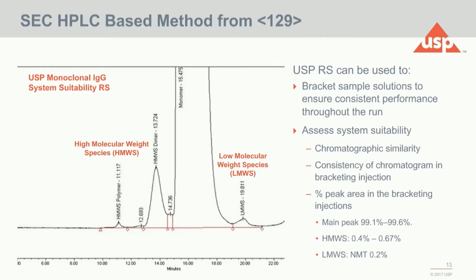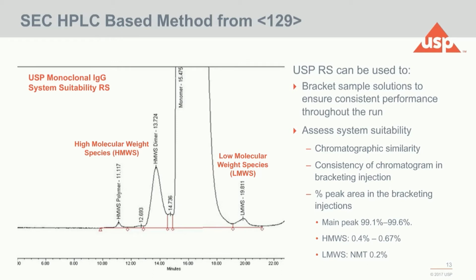And there really are three main criteria for system suitability. The chromatographic similarity, so you would expect to see a chromatogram very similar to the one shown here. The consistency of that chromatogram throughout the run, make sure that you don't see degradation of this profile as you get later in the run. And then the percent peak areas in the bracketing injections. And these peak areas would have been defined based on a multi-laboratory study to assess what was an appropriate range.